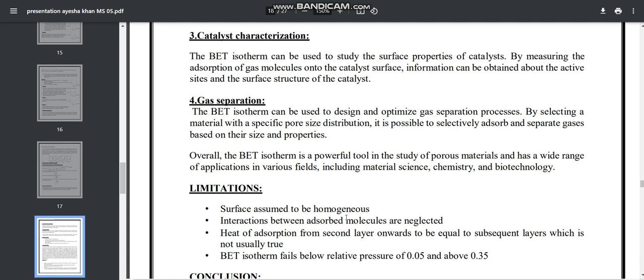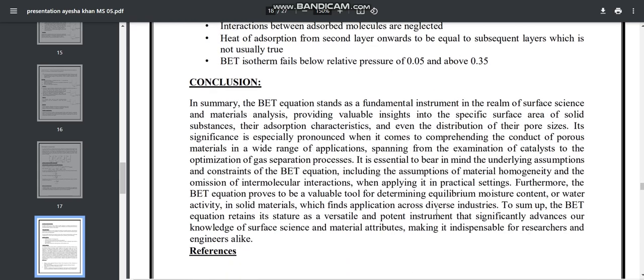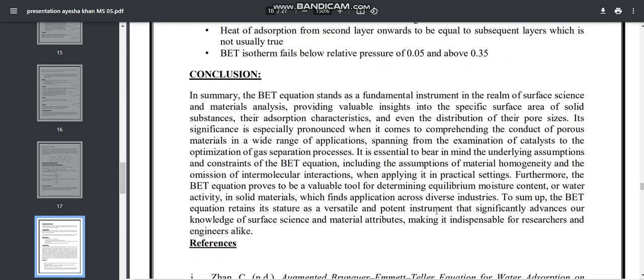However, it has a few limitations. That is, the surface is assumed to be homogeneous. Interaction between adsorbed molecules is neglected. The heat of adsorption from the second layer onwards is assumed to be equal to subsequent layers, which is not usually true. BET fails below a P over P naught of 0.05 and above 0.35. The next we have conclusions.